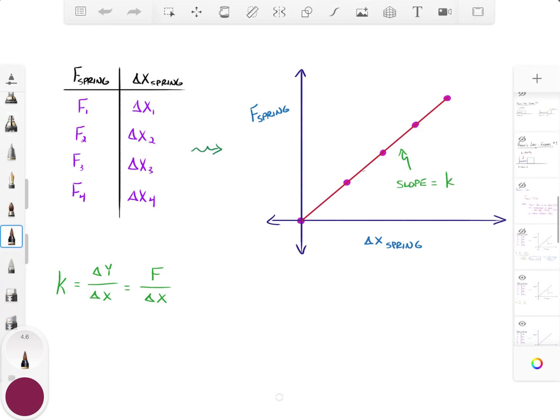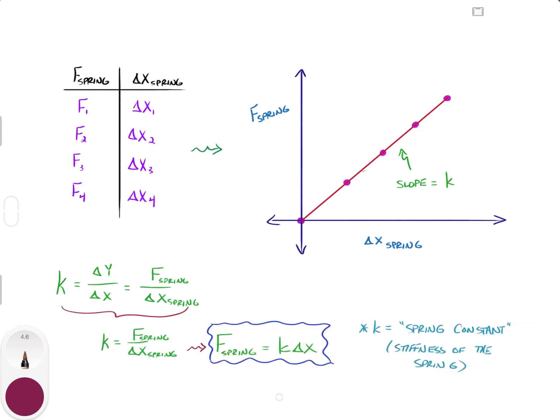So if I go further on this, we can realize that K, the slope, is just the spring force over the spring extension. And if I just multiply both sides by the extension, you get Hooke's law, which is the spring force, the force in the spring, is equal to K, which is the spring constant, times delta x, how far that spring has been stretched. The spring constant is really a value that tells you about the stiffness of the spring.